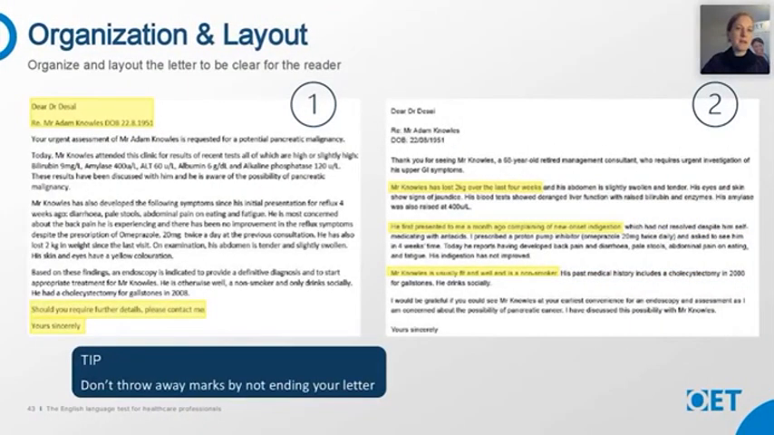Don't throw away marks. This is a final tip about this criterion: don't lose marks by not getting the ending onto your letter. Whether you have time to include a closing sentence or not, something like, should you require further details, please contact me. If you don't have time for that, the minimum is the closing salutation, which is usually yours sincerely, and your job title, doctor. It's really, really simple, so make sure you do it. Don't throw away those marks for layout by not having time to do that.